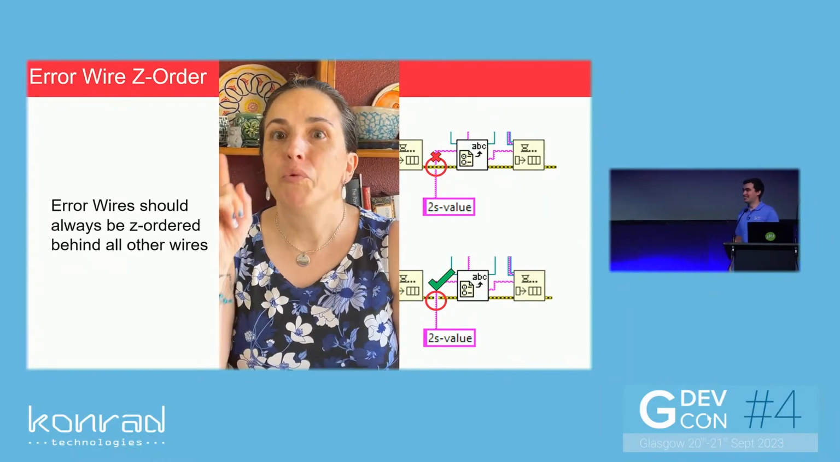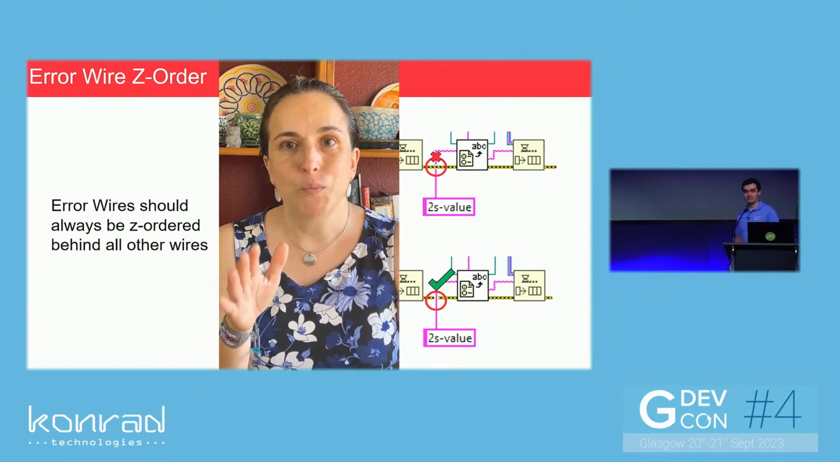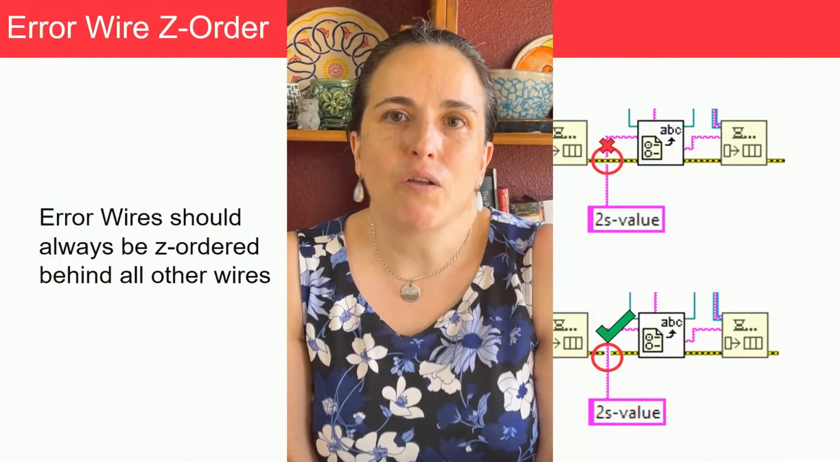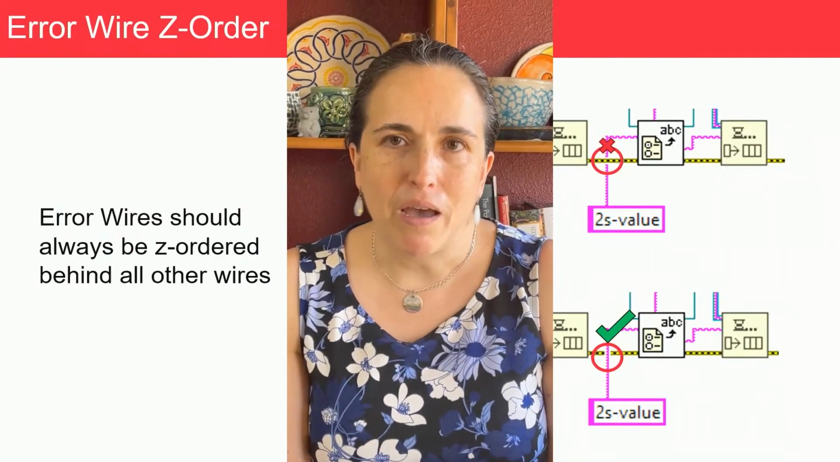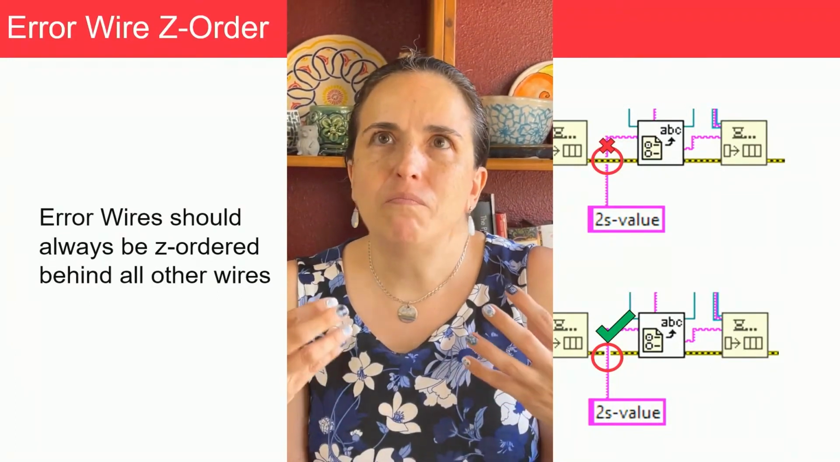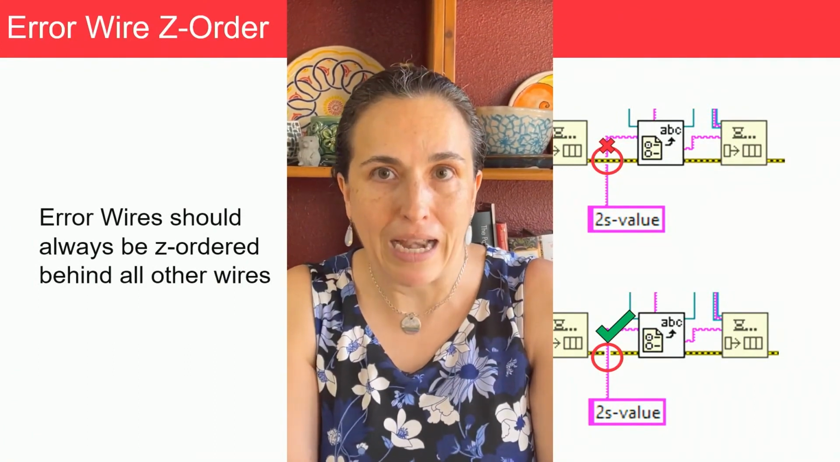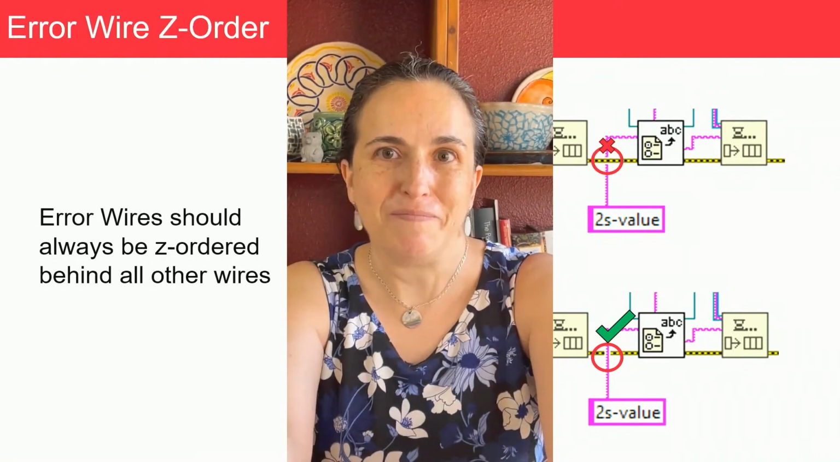Regarding error wires, I like to put the error wires in the background, move them to the back, because they are normally part of the background. They're present in most VIs, if not all of them, and they're not the main actors. You want the main signals, the ones that are different at each VI, to be on the front.